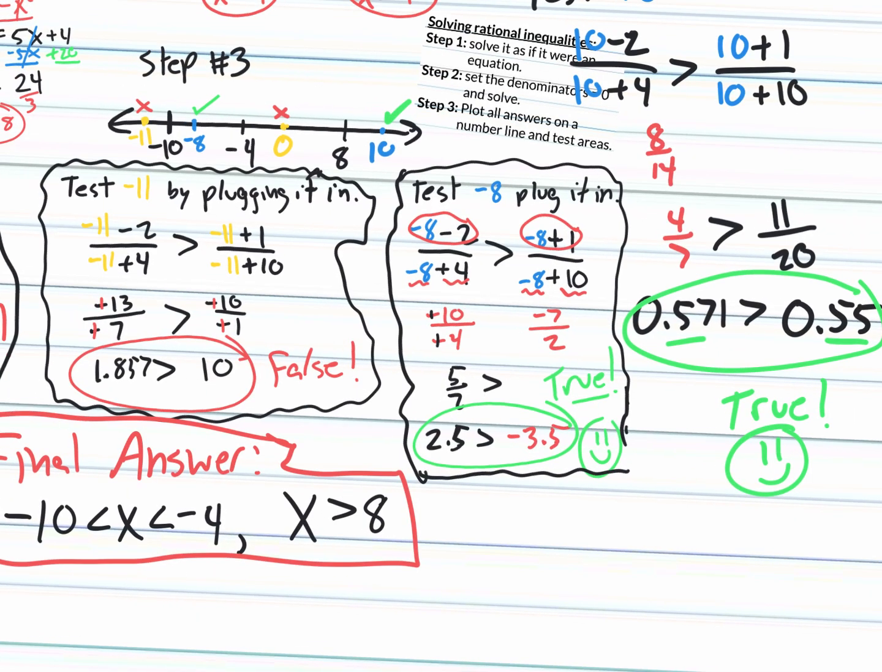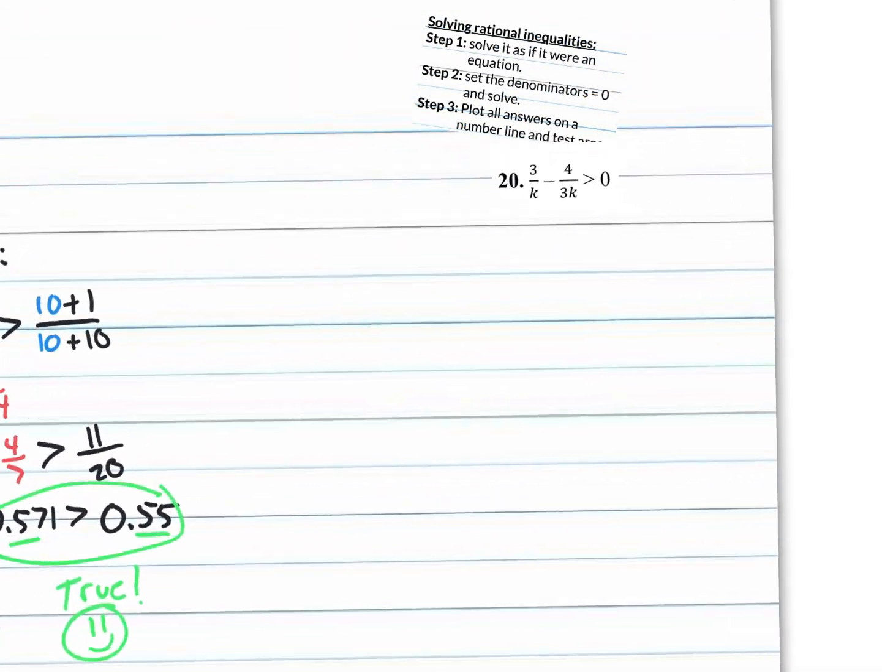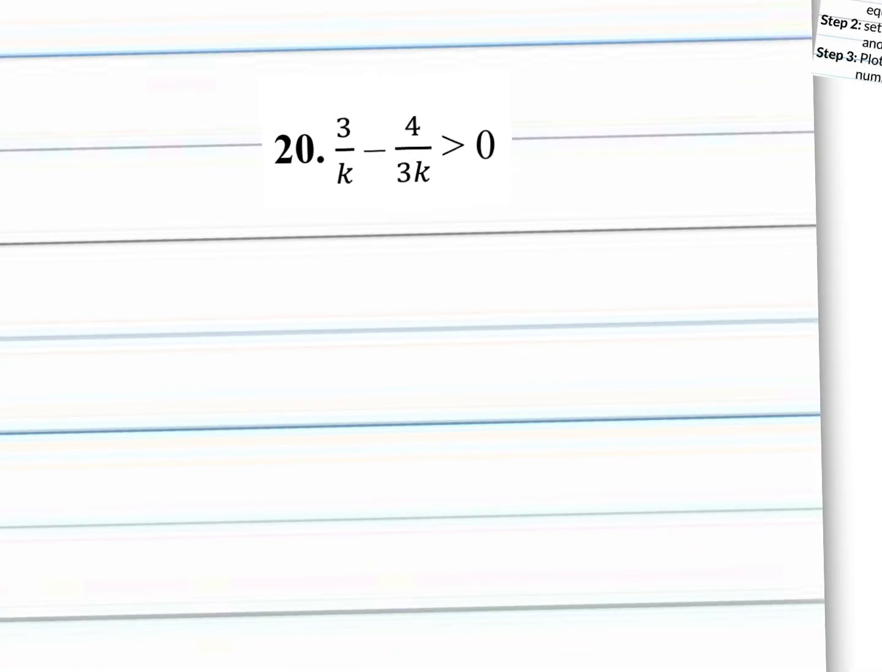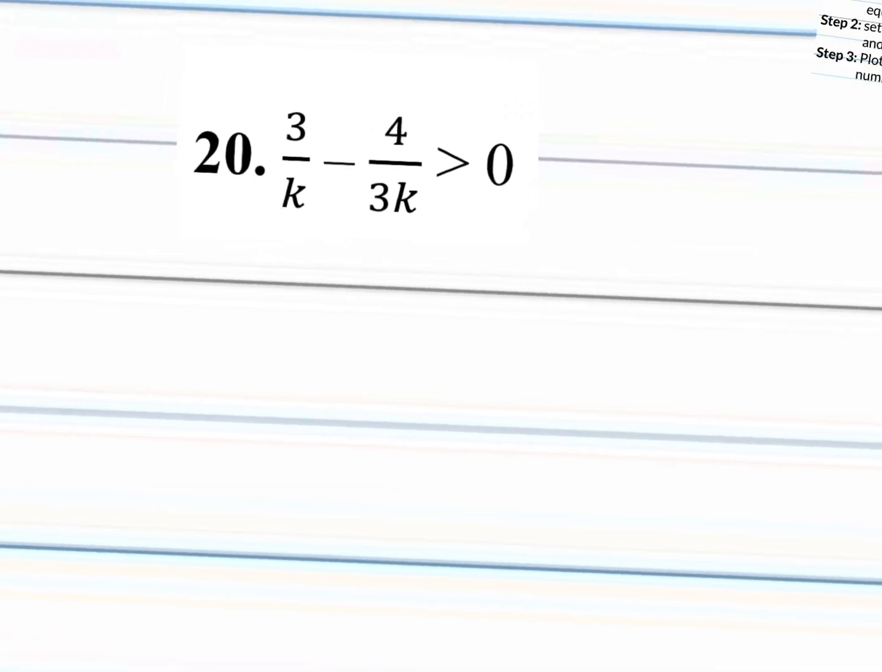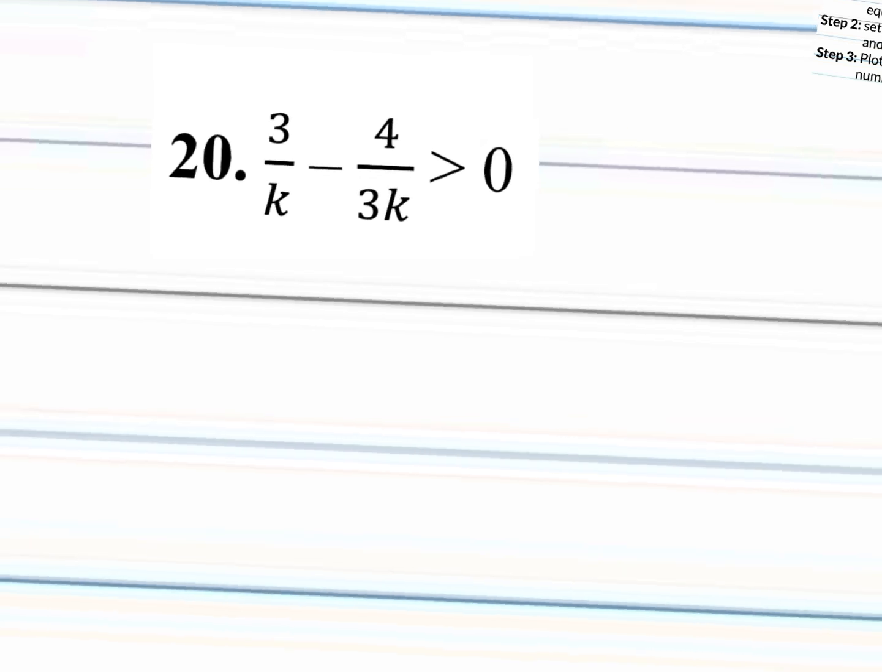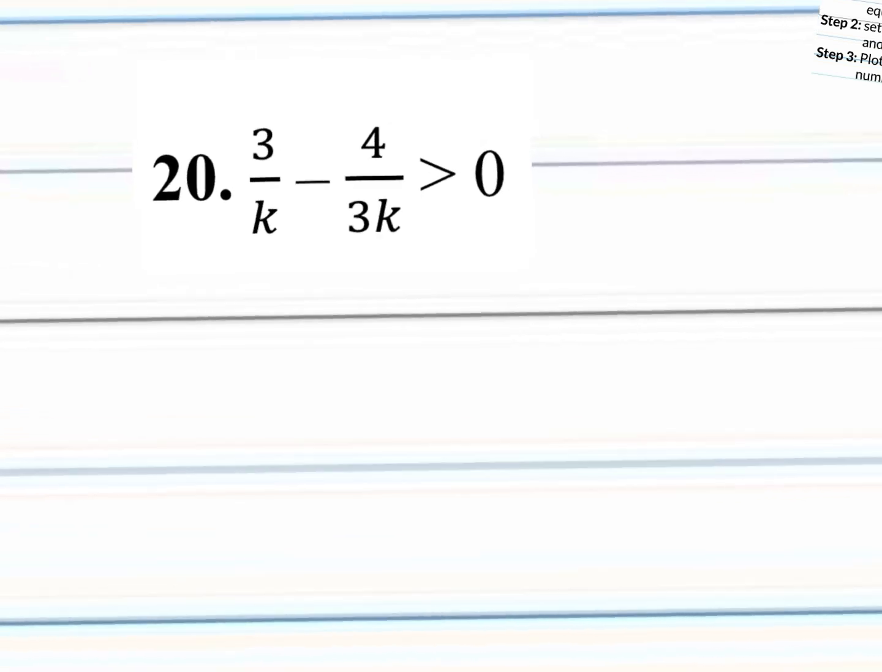Let's take a look at number 20. That's also on your worksheet. This is fun compared to the previous one. Okay, what do you want to get rid of? Which fraction? K. Okay, multiply by k.